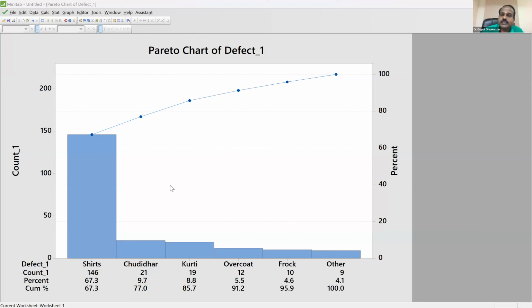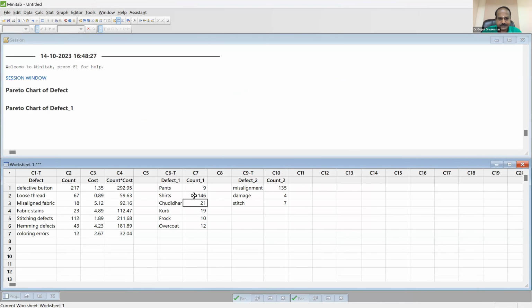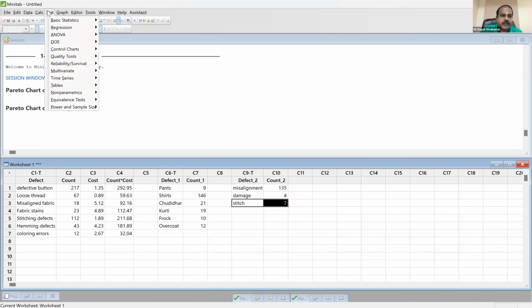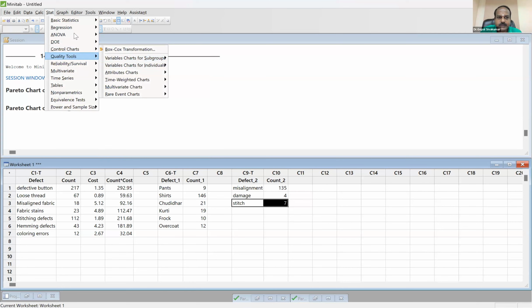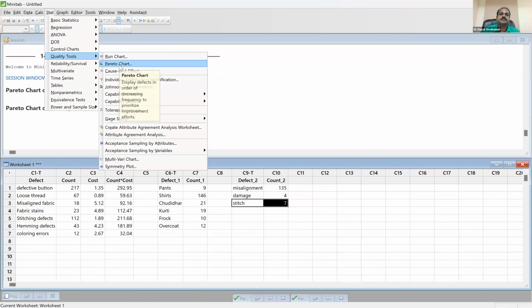So that's why we narrow down the problem, consider a specific problem, and then try to solve it. So again, I drill into the shirt section, 146. Again, I look at the NCR, non-conformance report. Now I understand out of the 146, 135 instances are due to button misalignment, 4 due to button damages, 7 due to stitching issues with respect to the button. So I plot one more stratified Pareto. Where should I go? Stat, quality tools, and then Pareto.